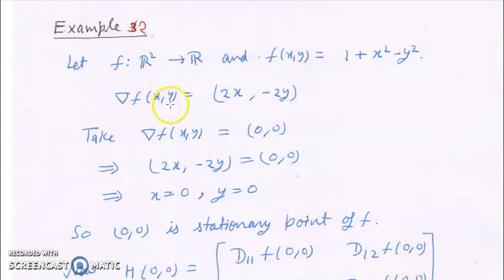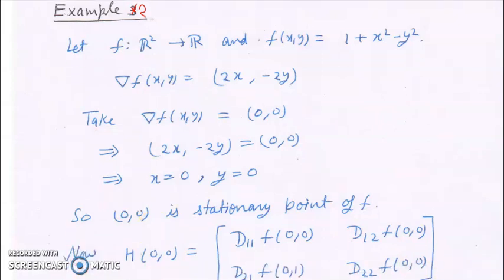Suppose f is a function from R2 to R and f of xy is equal to 1 plus x square minus y square. Step 1 is to determine the gradient of f at a general point xy, which turns out to be the partial derivative with respect to x, that is 2x, and the partial derivative with respect to y, that is minus 2y. We put it equal to 0 0, and we get the solution x equal to 0 and y equal to 0. So 0 0 is a stationary point of f. There is only one stationary point.